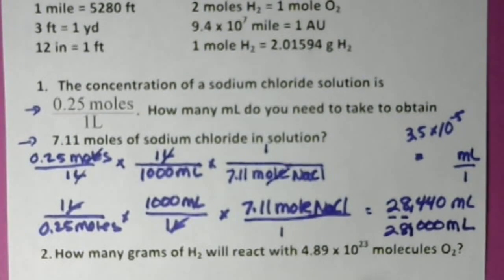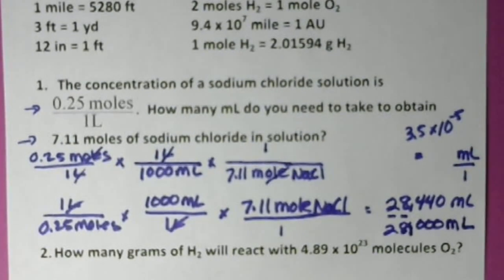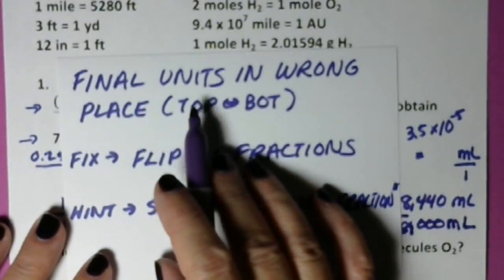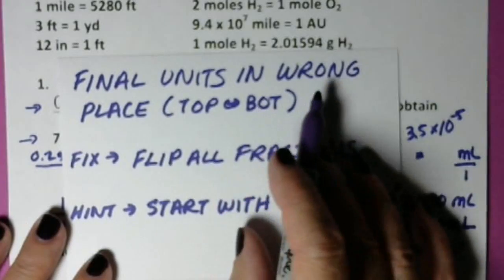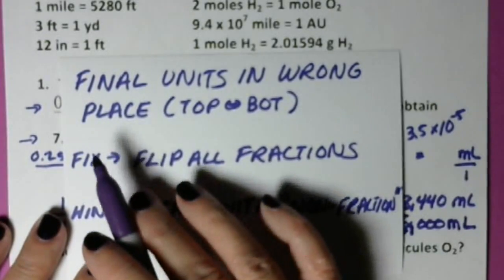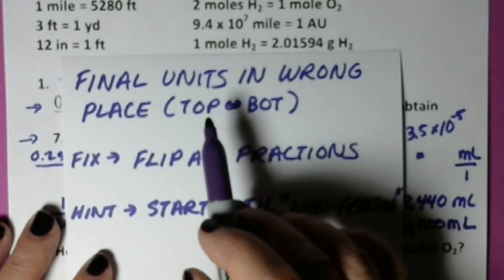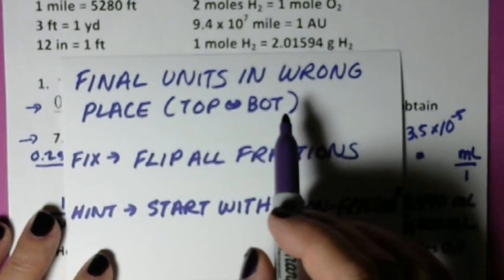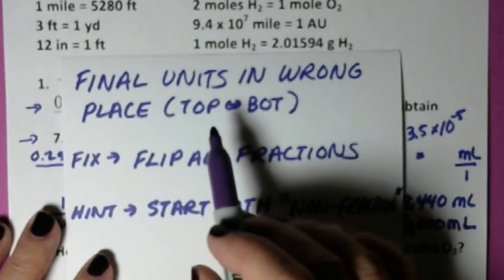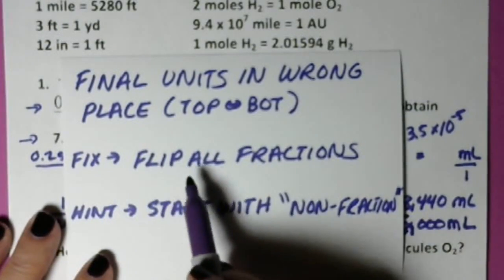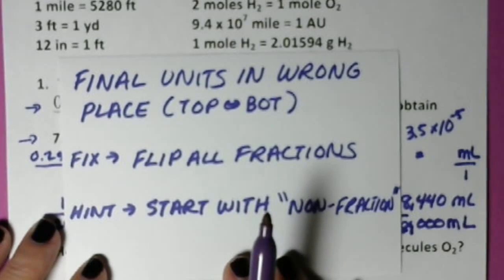So let's review what kind of mistake this is. This is a kind of mistake when you end up with the final units, they're correct, except they're in the wrong place. Everything cancels. The only thing wrong is the units are in the wrong place. They should be on the top and they're on the bottom, or they should be on the bottom and they're on the top. So what's the fix? All I have to do is go back and flip all my fractions.